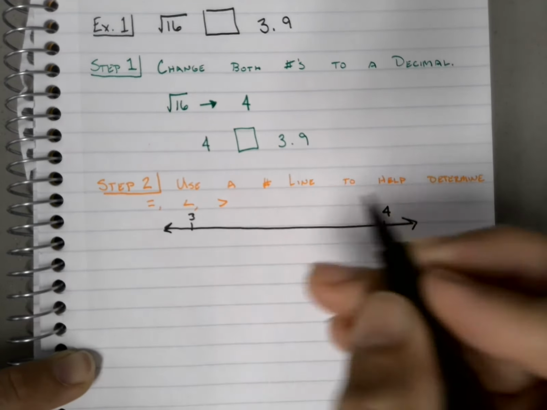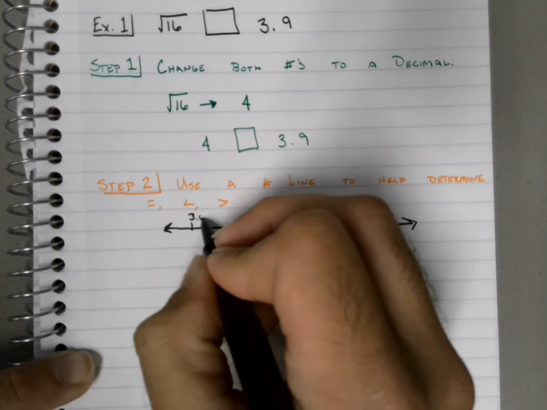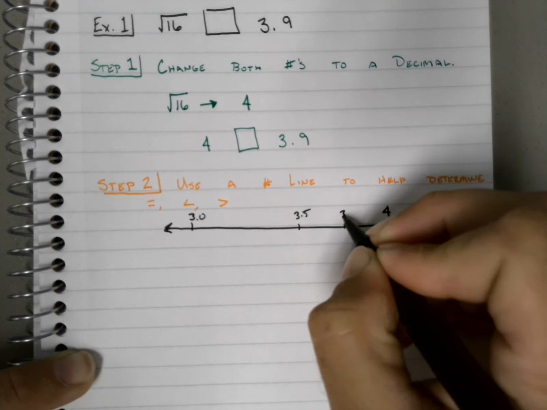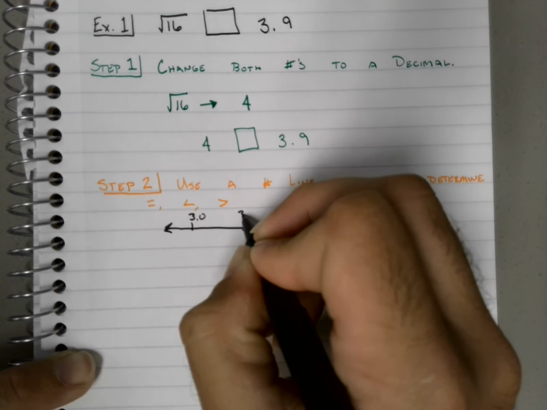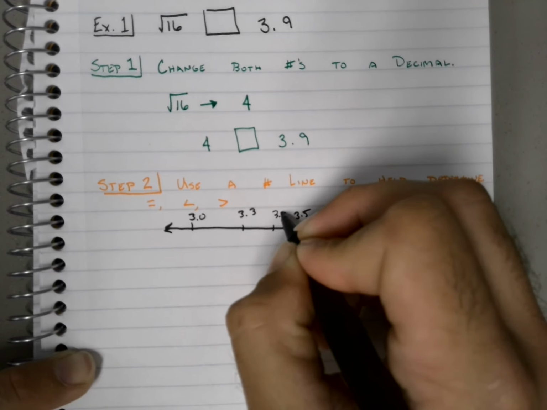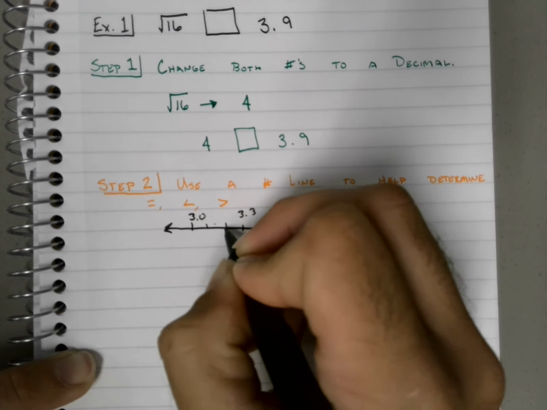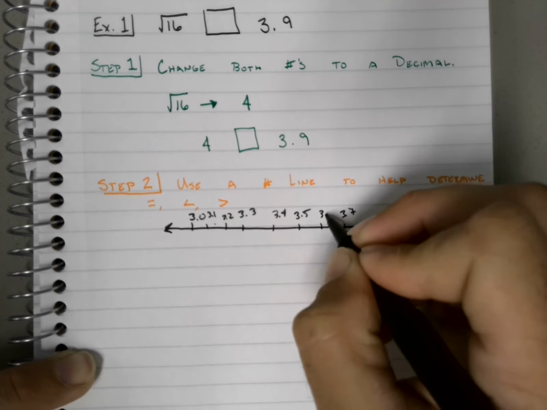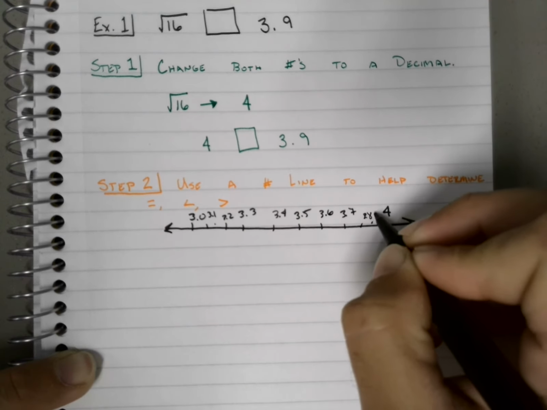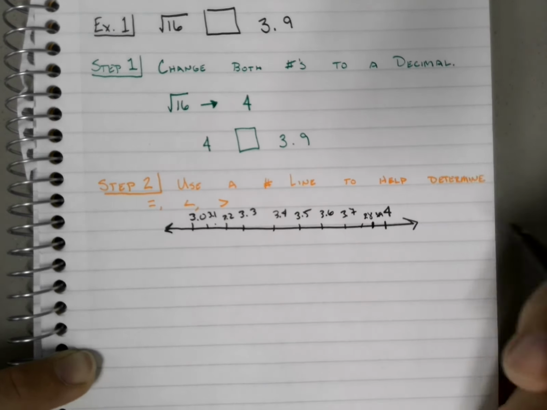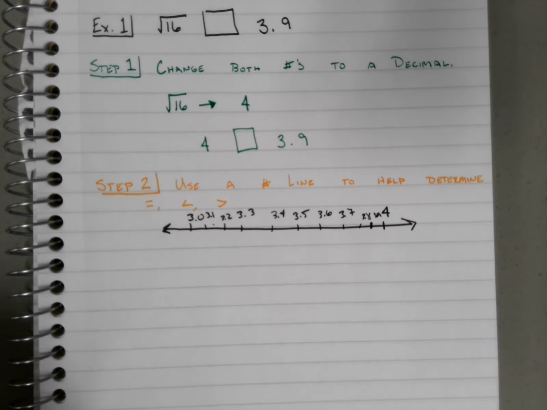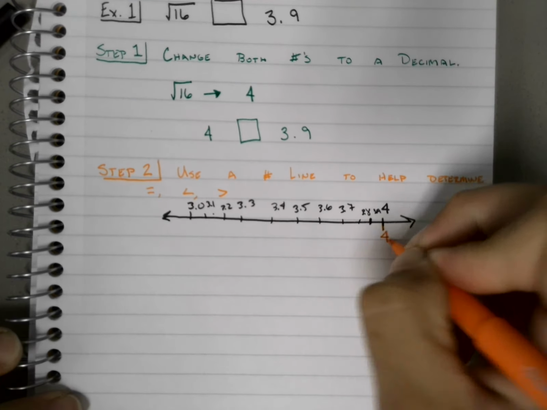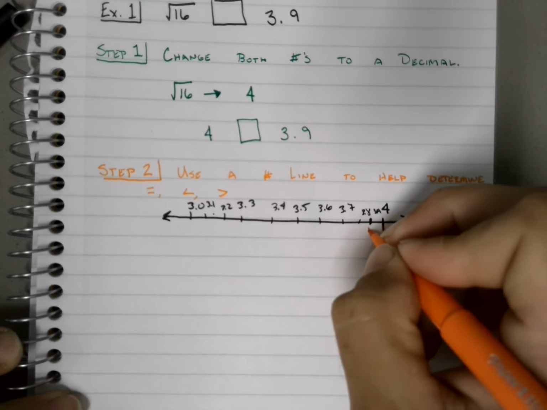When we're looking at decimals, 3.0, the middle would be 3.5, and then 3.7, 3.3, 3.4, 3.1, 3.2, 3.6, 3.8, 3.9. Sorry, it's really small. I apologize. So when I put these on a number line, I know 4 is right here, and 3.9 is right here.